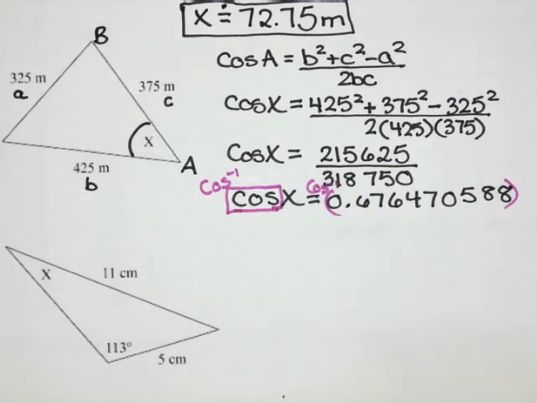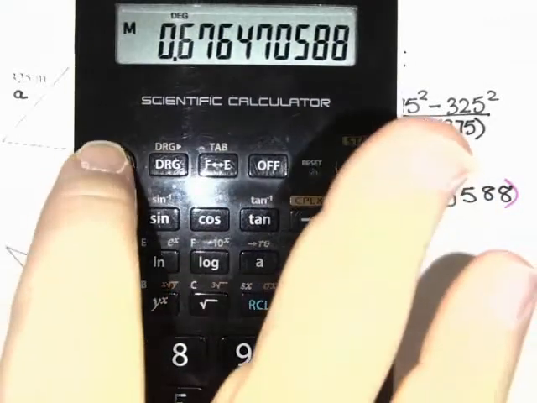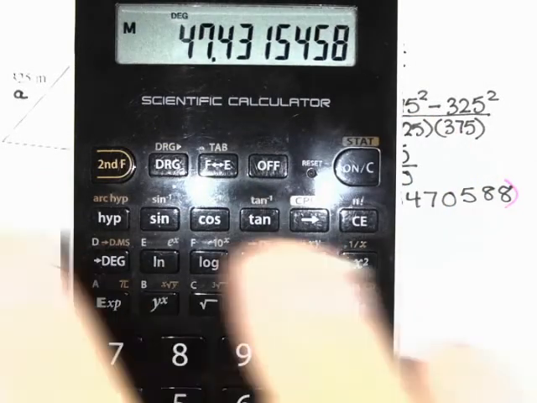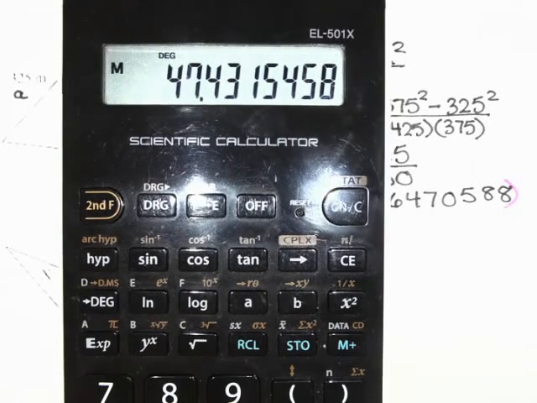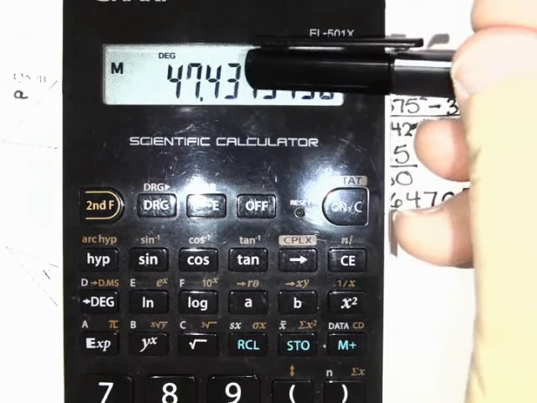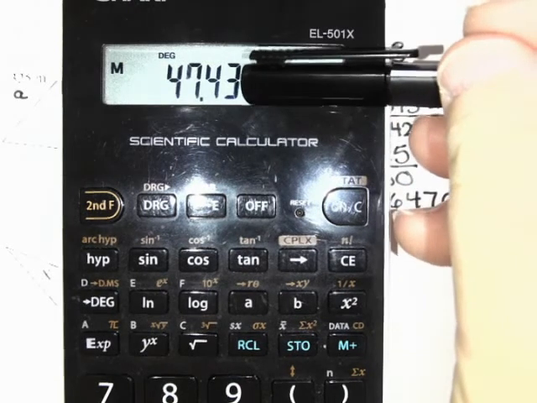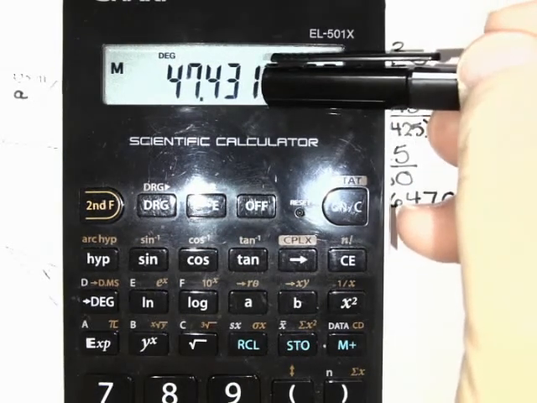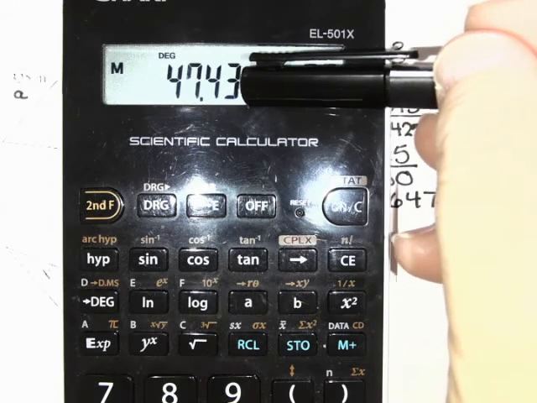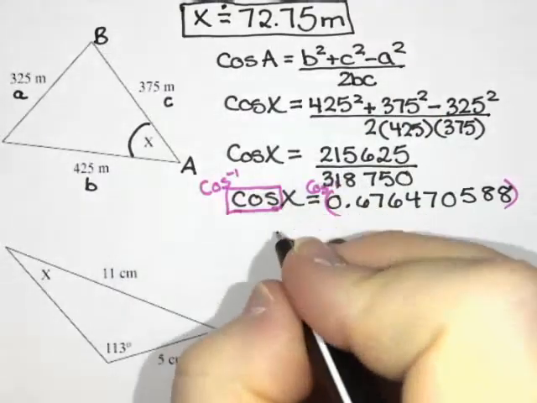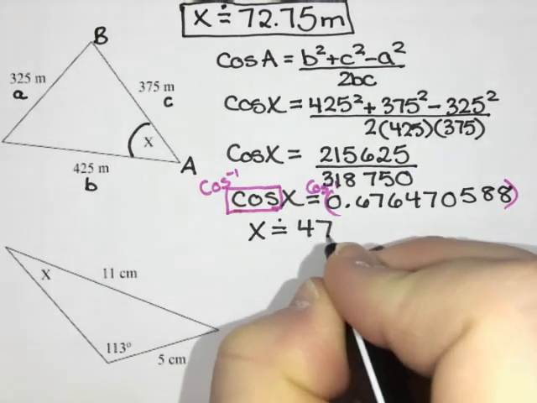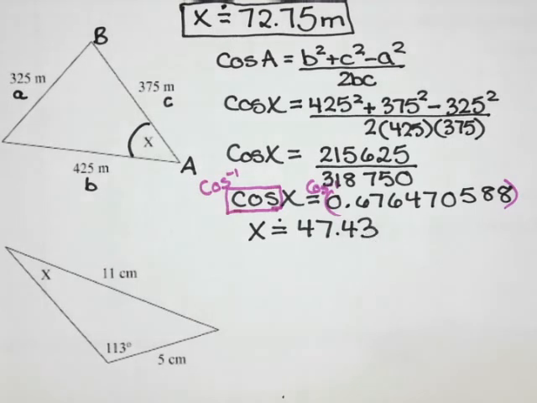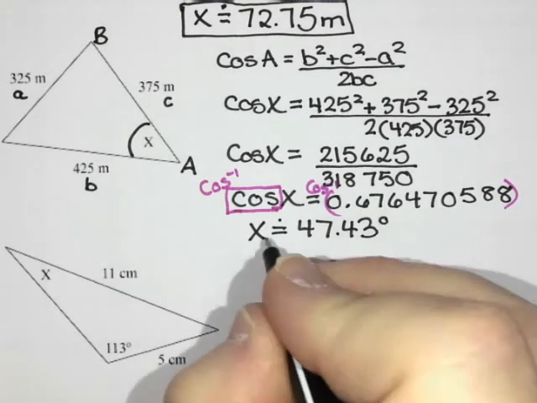So on my calculator, I'm just going to do second and then cos. If you see what you type in on your screen, you need to hit equals and it should give you your answer. And I have 47.43. I'm going to take a peek at the next number, which is a 1, so that's going to stay 47.43. So x is approximately 47.43 degrees, and this is an angle, so degrees.